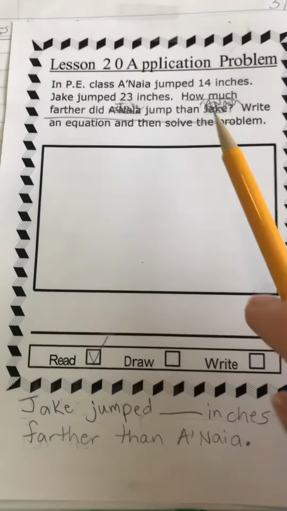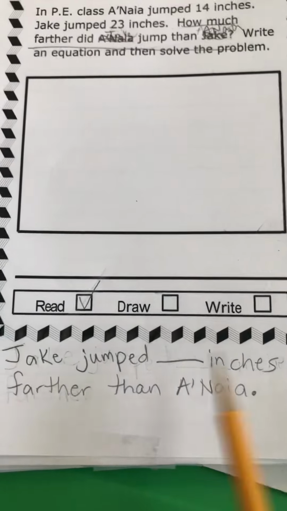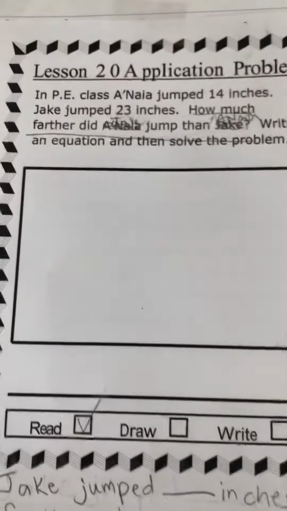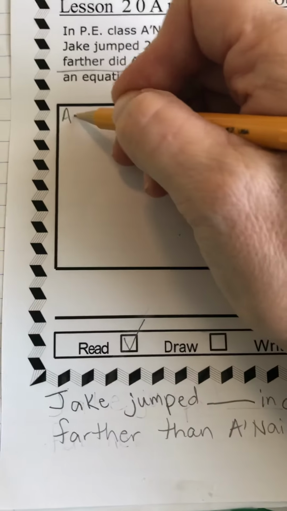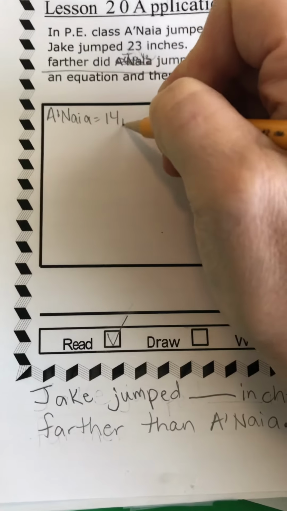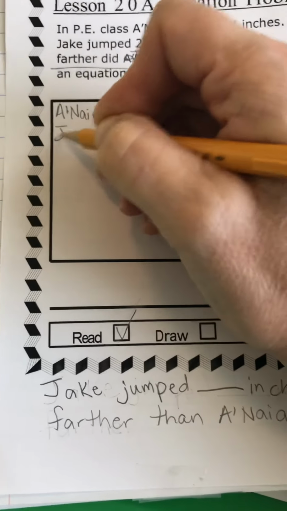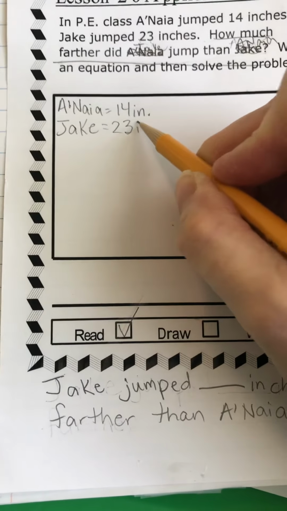Okay, so let's read the question again. How much farther did Jake jump than Anaya? Jake jumped blank inches farther than Anaya. So now step 2, identify what we know to help us solve the problem. So we know Anaya jumped 14 inches, and we know Jake jumped 23 inches.